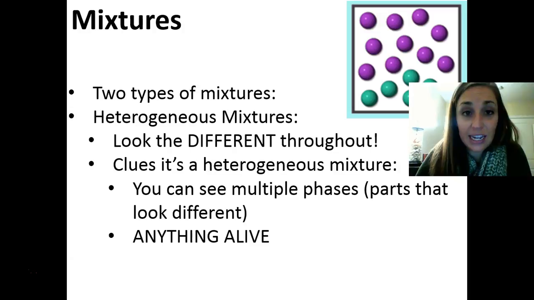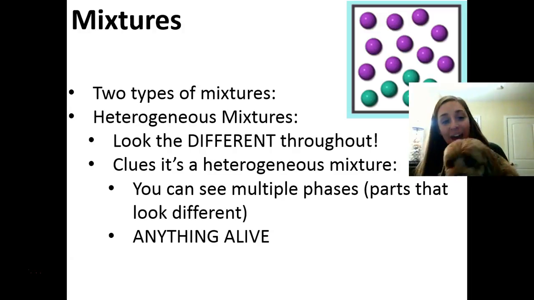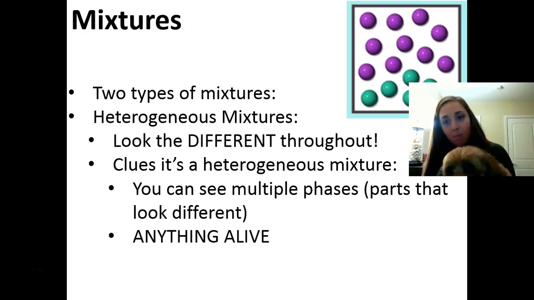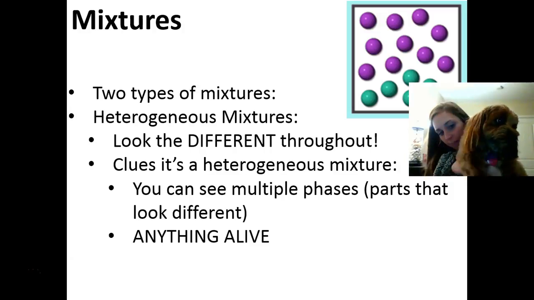Anything living is a heterogeneous mixture. This is Ralphie. Ralphie is a heterogeneous mixture. If you look at him, he doesn't look the same throughout, right? His nose is going to be different than his fur, that's different than his organs. So it's a mixture, it's a bunch of different pure stuff all put together. Anything living is a heterogeneous mixture.